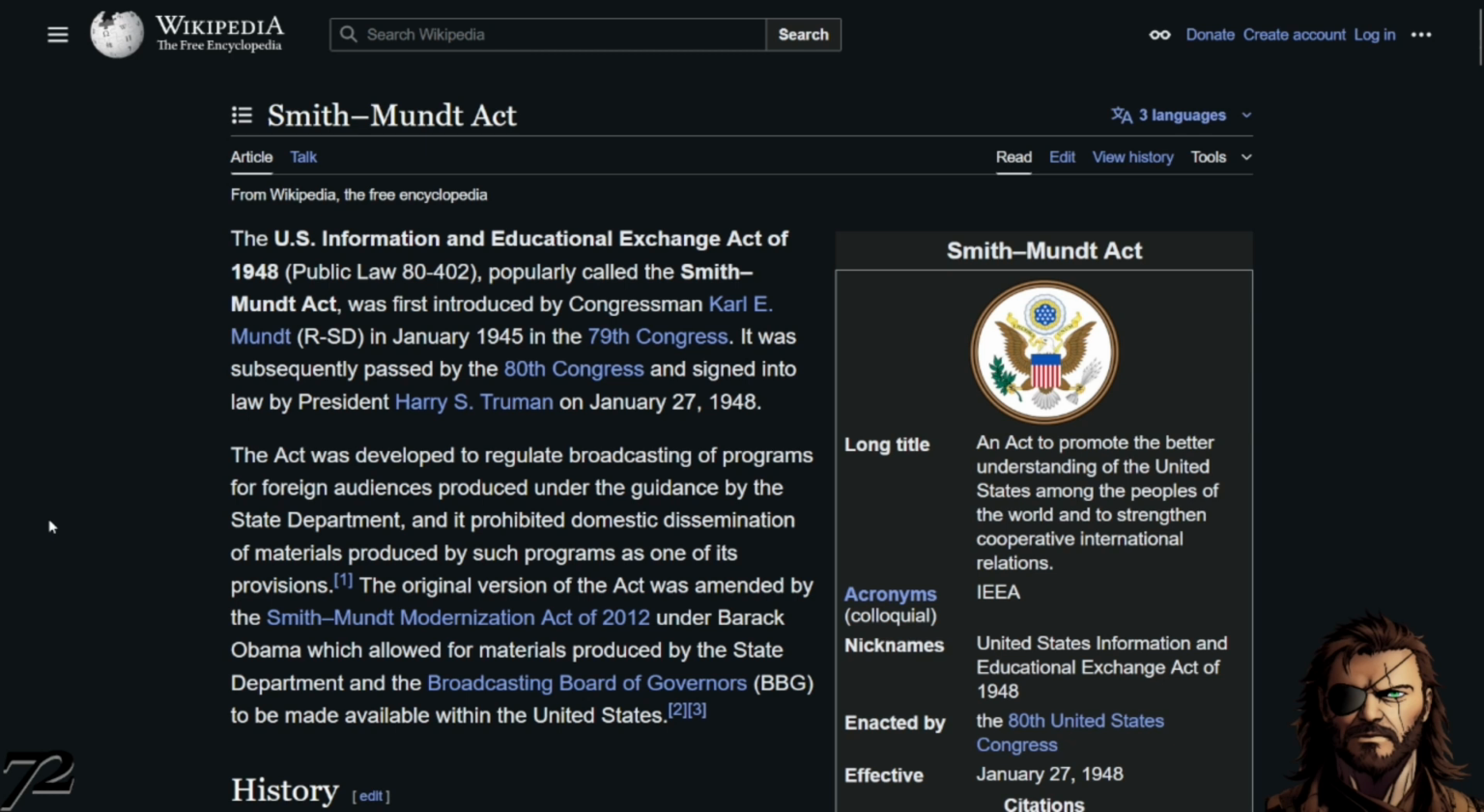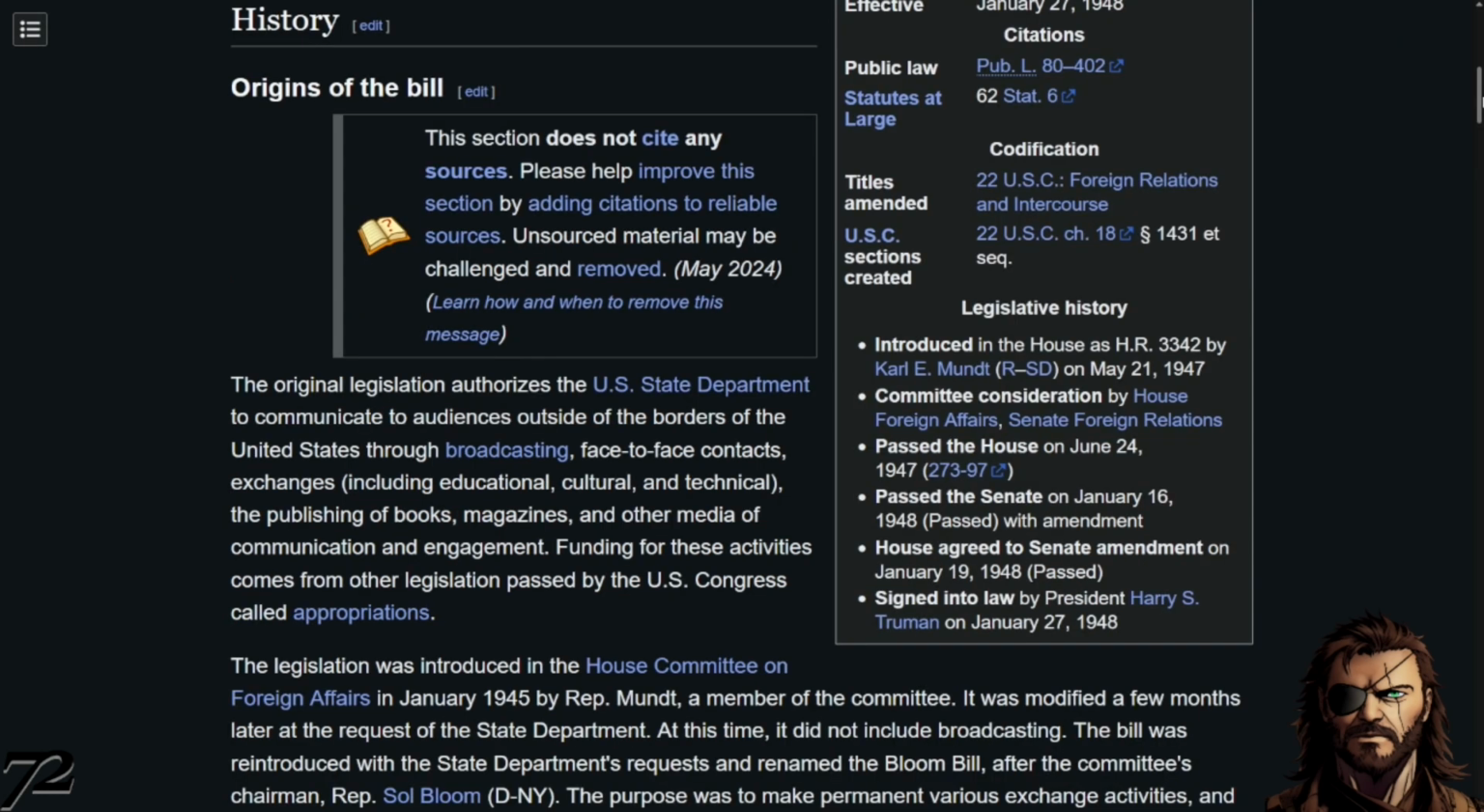The act was developed to regulate broadcasting programs for foreign audiences produced under the guidance of the State Department, and it prohibited domestic dissemination of materials produced by such programs as one of its provisions. The original version of the act was amended by the Smith-Mundt Modernization Act of 2012 under Barack Obama, which allowed for materials produced by the State Department and the Broadcasting Board of Governors, the BBG, to be made available within the United States.